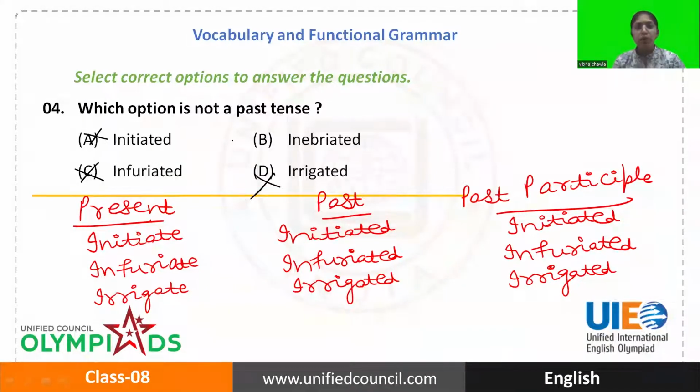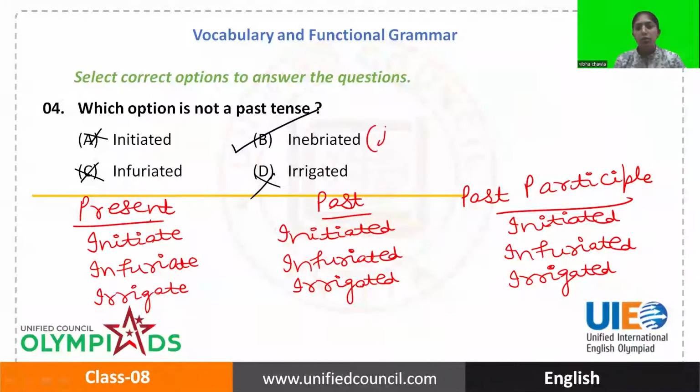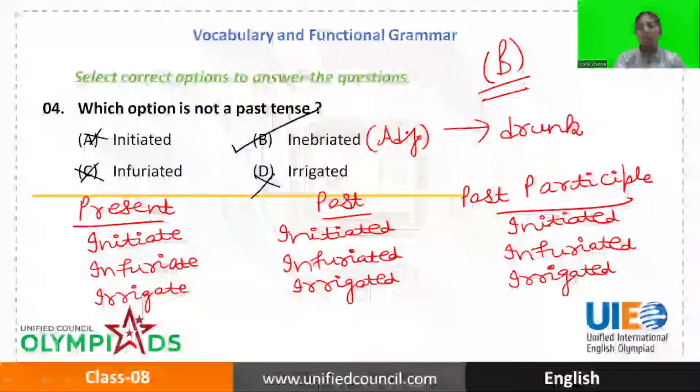But if I talk about inebriated, that is not a past tense. This word is an adjective. Inebriated is an adjective. It means drunk. Inebriated means drunk. So it is option B.